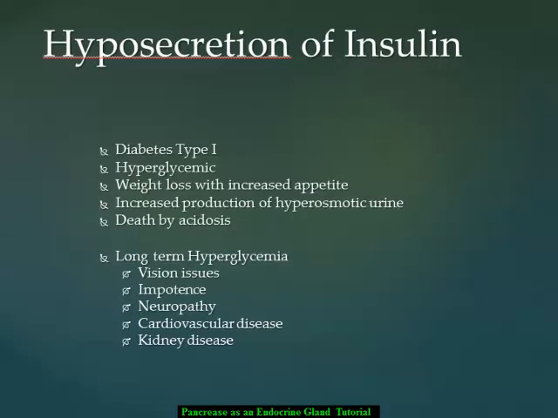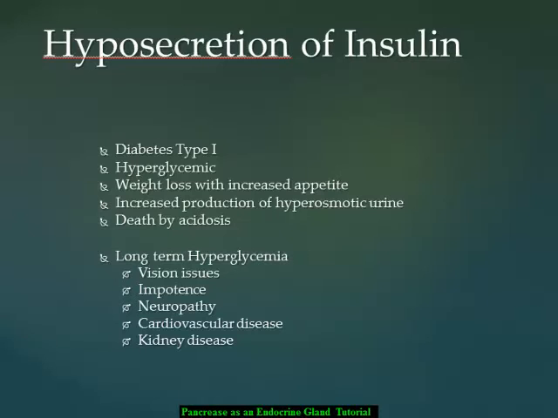In addition, we're going to see weight loss with increased appetite. So we're going to see the body is going to be liberating fat. It's going to be liberating glycogen from the liver in an attempt to increase blood glucose levels, even though the insulin isn't working. We're going to have an increased appetite because the cells aren't getting the energy. They can't get the blood glucose from the blood into the cells.